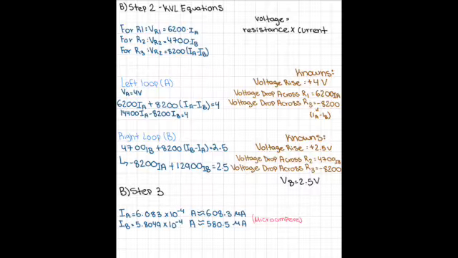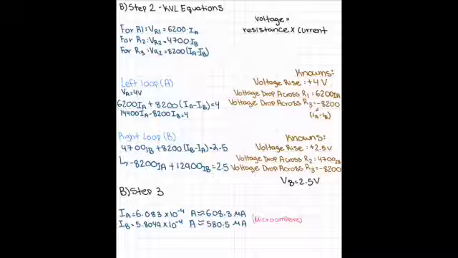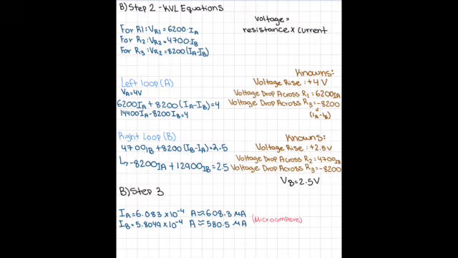Now, we have two equations with two unknown currents. For the next step, we will solve both equations simultaneously. We have IA equals 6.083 times 10 to the negative 4, which equals 608.3 microamperes. For IB, we have 5.804 times 10 to the negative 4 amperes, which equals 580.5 microamperes. Both currents are very small, but that makes sense because the resistances are in the kilo-ohm range.